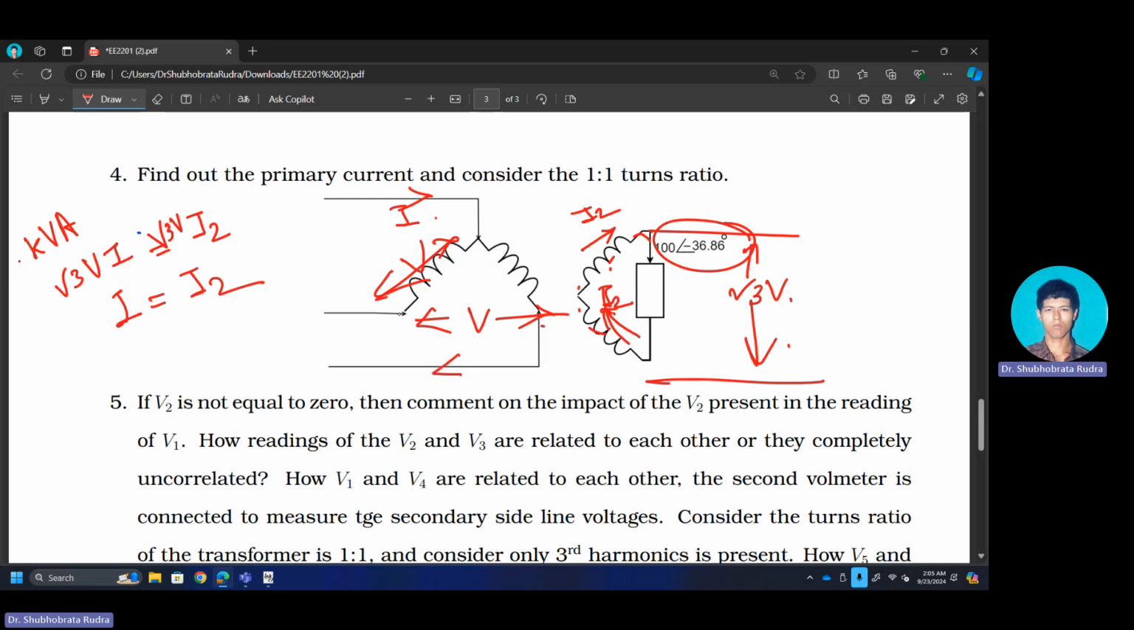These currents are, sorry, this, yeah, this, just a minute.